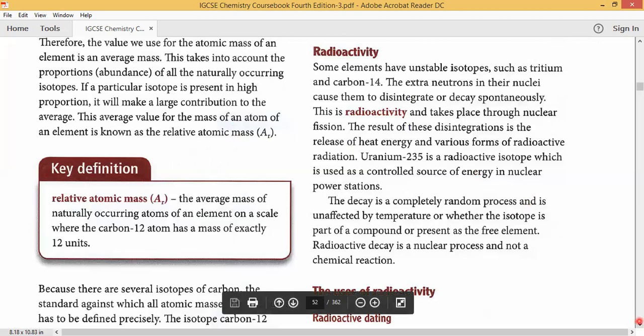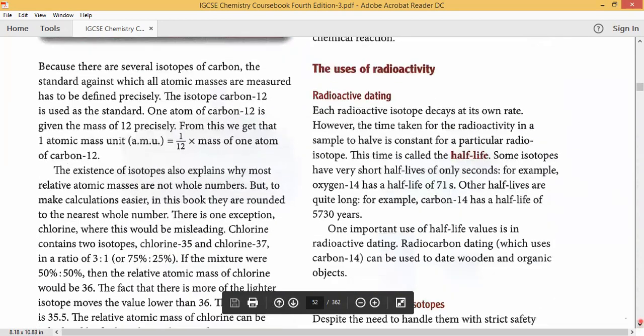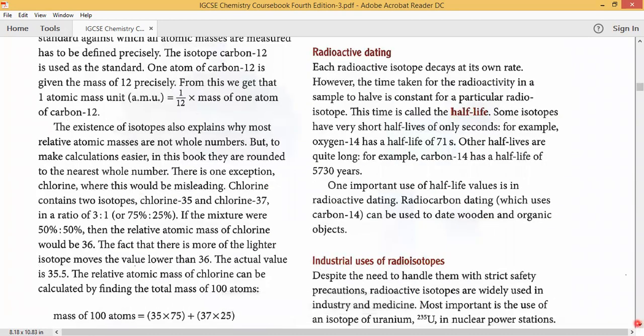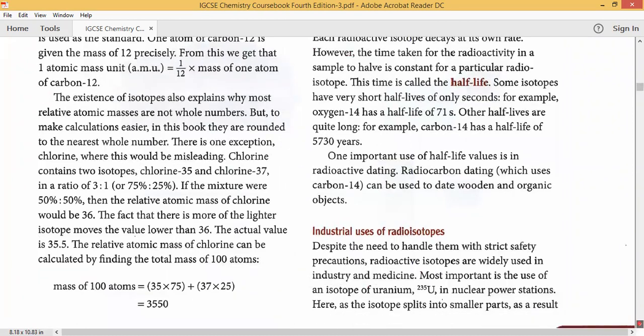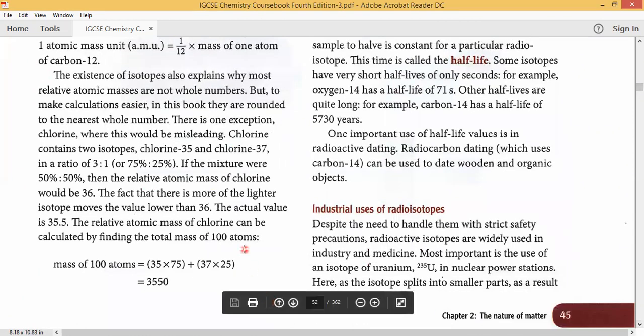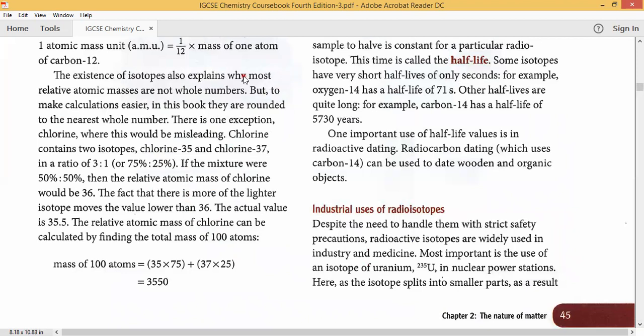So for that, we have a formula, and the formula is not written over here, but the application of it is written over here. Take a look at this example. They've considered the example of chlorine. Chlorine has two isotopes. The first one is Cl35 and the second one is Cl37. They exist in a ratio of 3:1, which means Cl35 exists 75%, however Cl37 exists 25%.